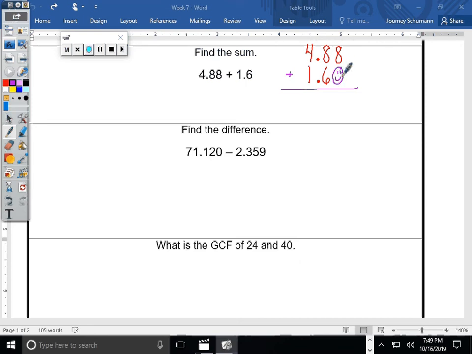Oftentimes I say, hey, that looks like Bob. Hi Bob, thanks for your help. The next thing we're ready to do is add up our place values. So we really want to think about adding those little tiny hundredths to little tiny hundredths. So if I have 8 hundredths plus no more hundredths, I still have 8 hundredths. Next I move to the tenths place and I have 8 tenths plus 6 little tenths. Oh, I'd get 14 tenths.